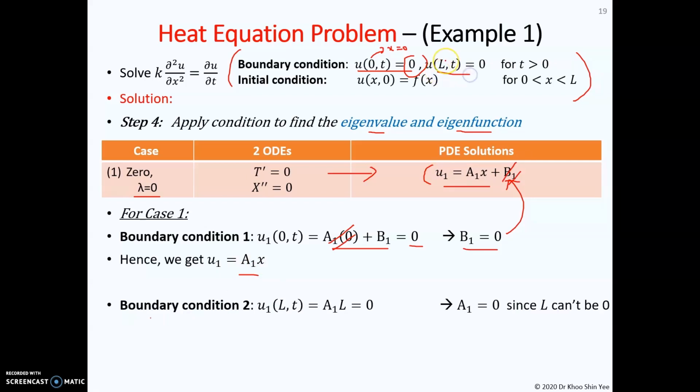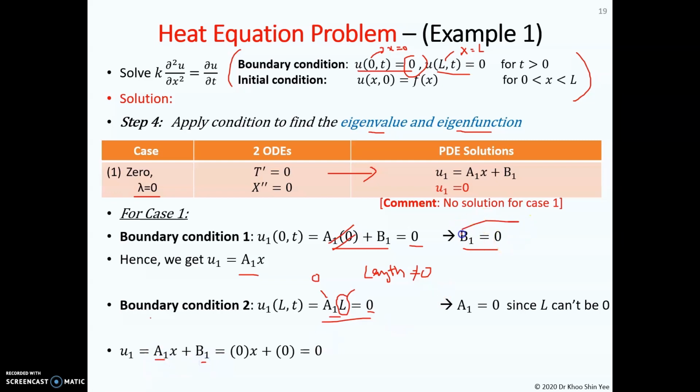Let's apply the second boundary condition here. When your x is equal to L, your u will be equal to 0. So substitute the x equal to L inside, your u will be equal to 0, which is equal to a1L equal to 0. So over here, since L is the length, therefore this cannot be equal to 0. Therefore a1 here must be equal to 0 to make this term equal to 0. Since your a1 and b1 are both 0 here, substitute inside, you obtain your first PDE solution equal to 0. That means there is no solution for the first case.